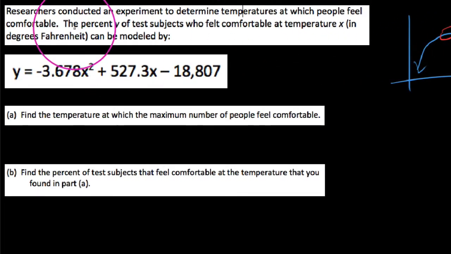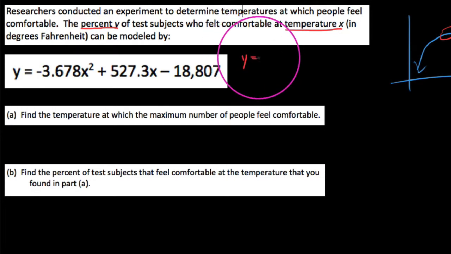But what I want you to look at here with me is this. We say researchers conducted an experiment to determine temperatures at which people feel comfortable. So here's the deal. We say the percent y of test subjects who felt comfortable at a temperature x, where x is temperature in degrees Fahrenheit, can be modeled by this right here. So it's not so much how they got the model, it's just that we're being given a model, and we want to point a few things out about this.